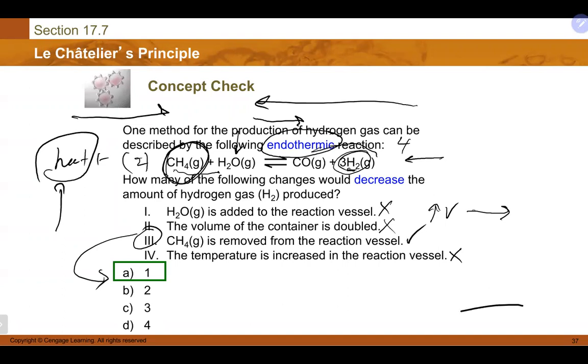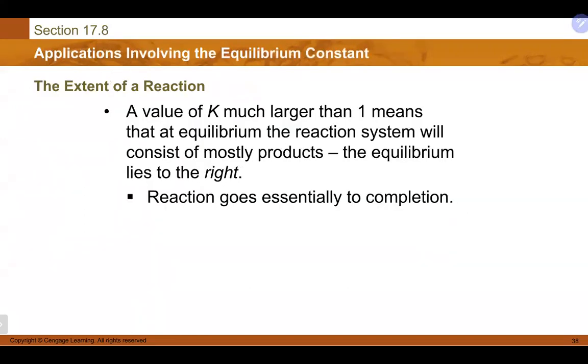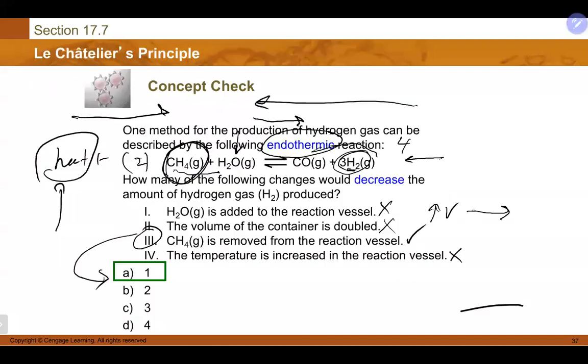Now, there is a way, for example, if we had something like 2A plus B goes to 3C. Let's say I decrease the volume in this case, and all these guys are gas molecules. My bad, the G's there. They're all gas molecules. Which way would it shift in this case?